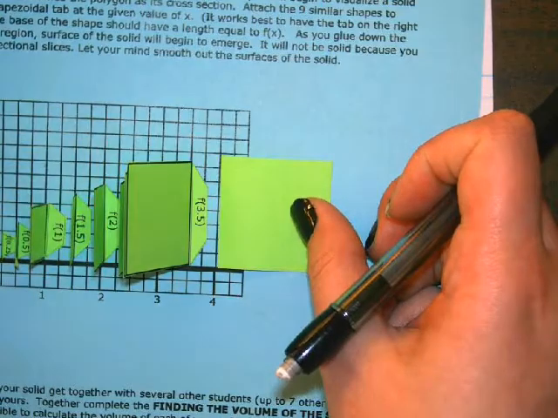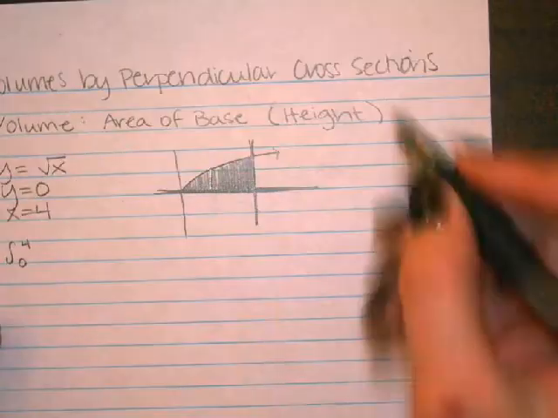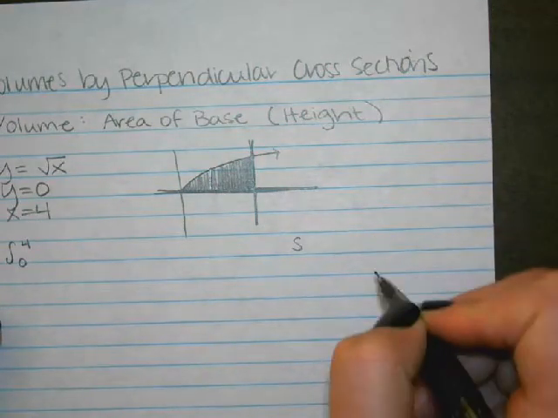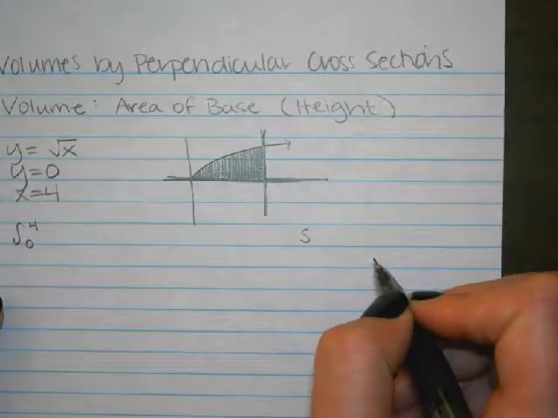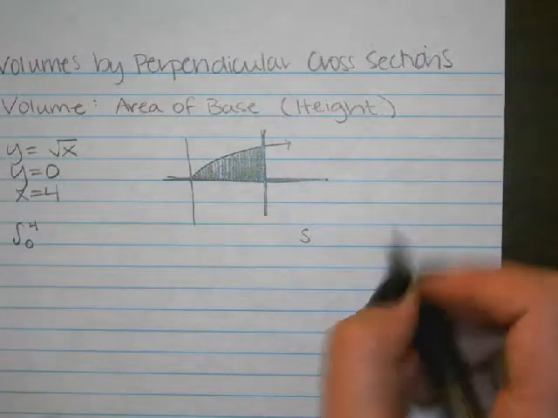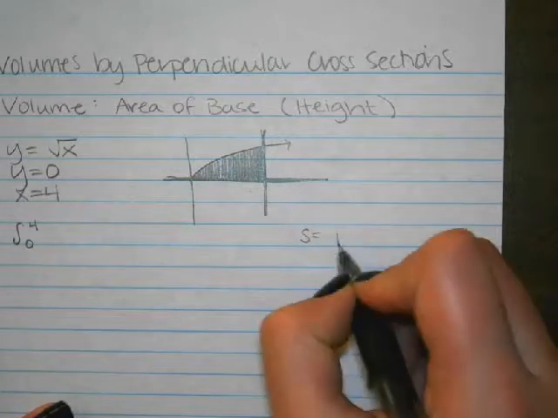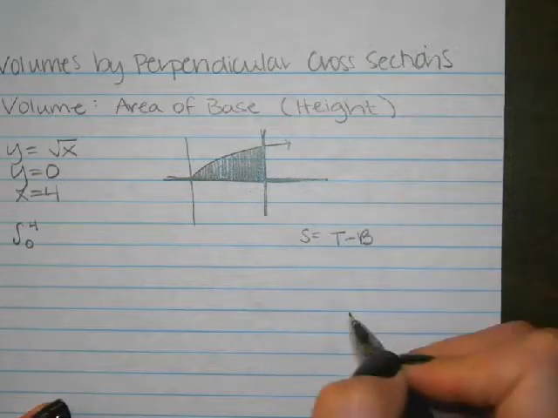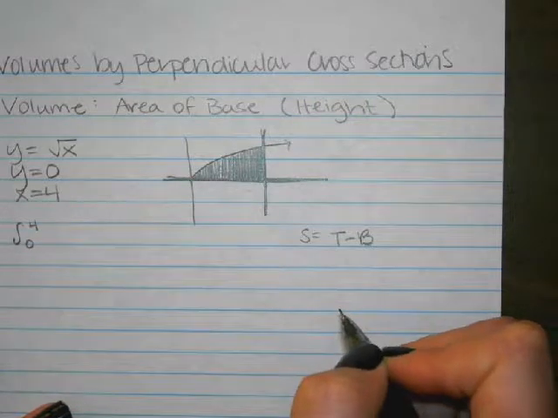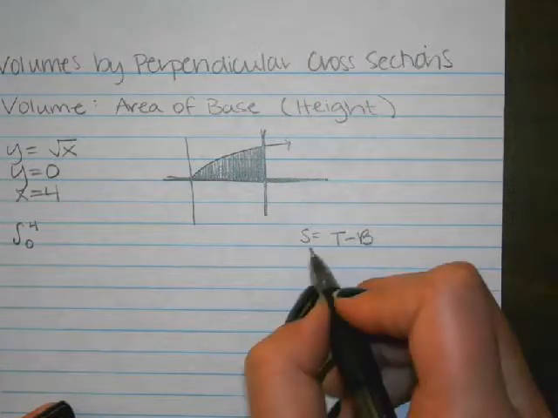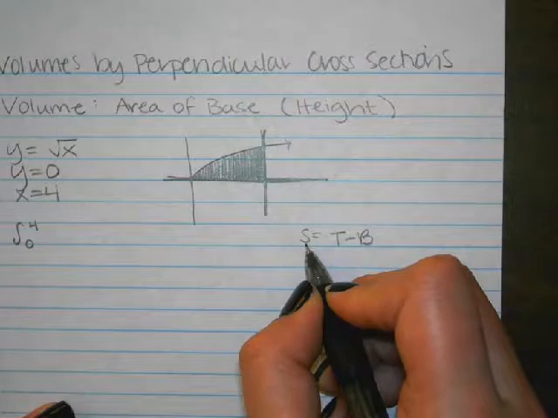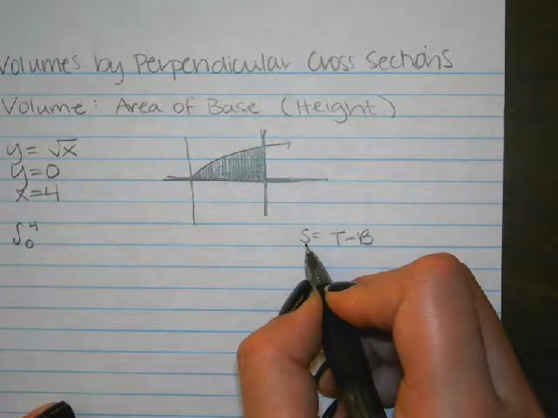All right. So I'm going to call this S. S is going to be for my slice, my cross section. So S is going to be the side length of the square. So S is top minus bottom. And because this is a square, I'm going to do side times side, which is side squared, for the area of a square. Does that make sense?